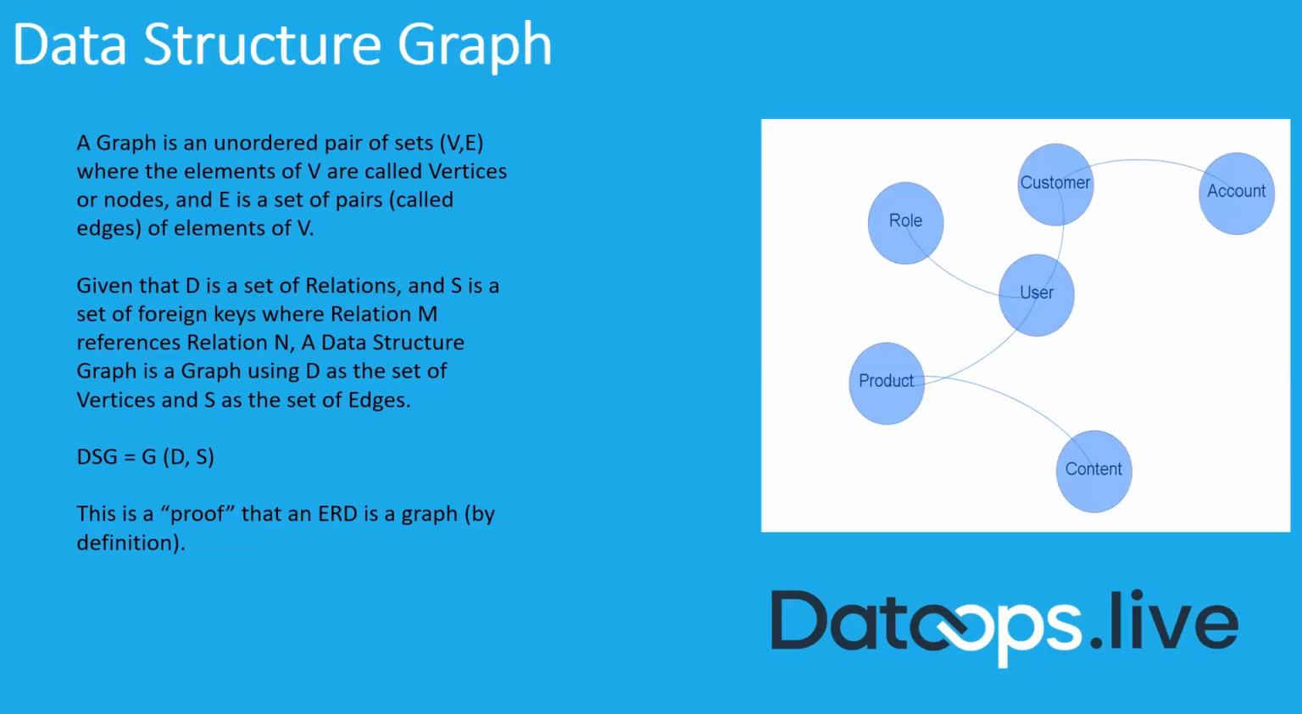Now, referring back to those definitions that I made earlier about D and S, given that D is a set of relations and S is a set of foreign keys where the relation shows one thing between another, a data structure graph is a graph using D as the set of vertices and S as the set of edges. This is a proof that an entity relationship diagram is a graph by definition. And a graph has a mathematical definition of what it is.